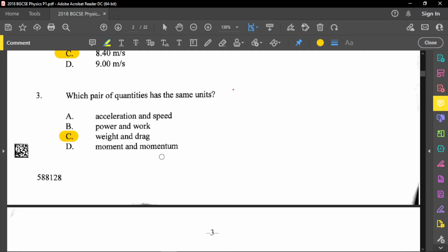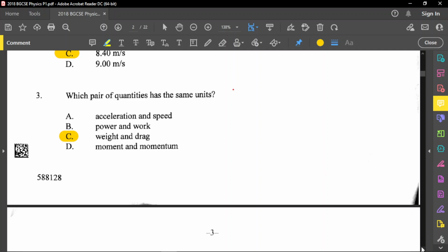Moment and momentum: moment is measured in Newton meters. It's the moment of force, measured in Newton meters. And momentum is measured in kilogram meters per second. All right, so now let's jump into the next question.